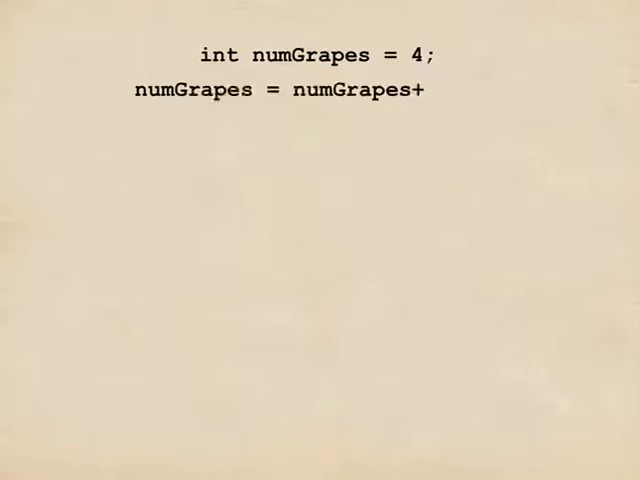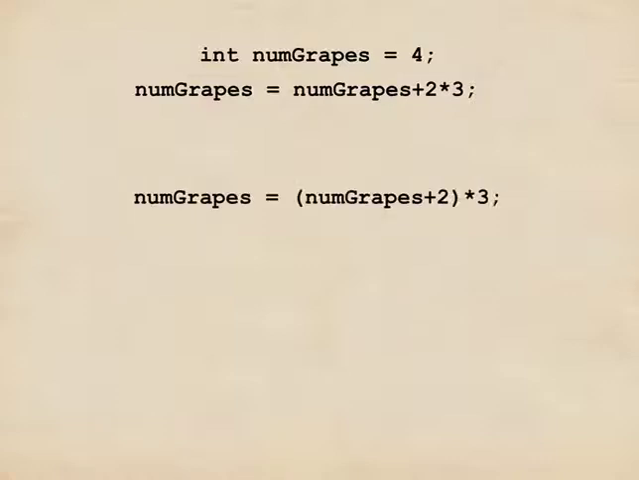Num grapes equals 4, num grapes equals num grapes plus 2 times 3. For no good reason, let's assume that the plus goes first. So let's take a look at that. The computer says, I'm going to do the plus first. It's the same thing as if you had written this, with the parentheses saying, do what's in here. Well, num grapes has the value 4, so this is the same as 4 plus 2 times 3, or 6 times 3, or 18, which is the number we had in the picture.